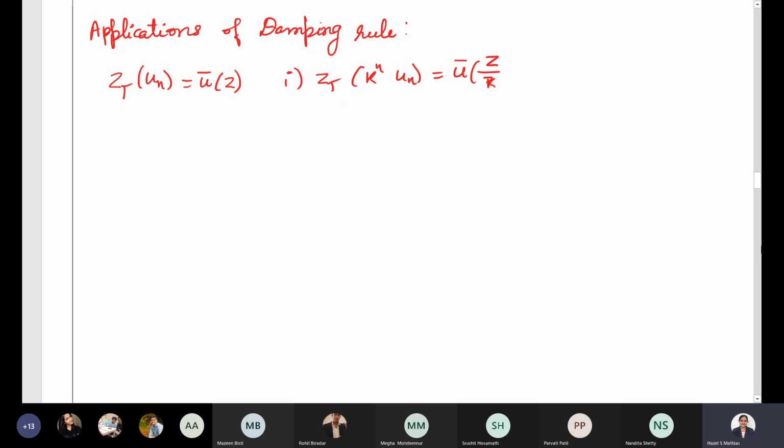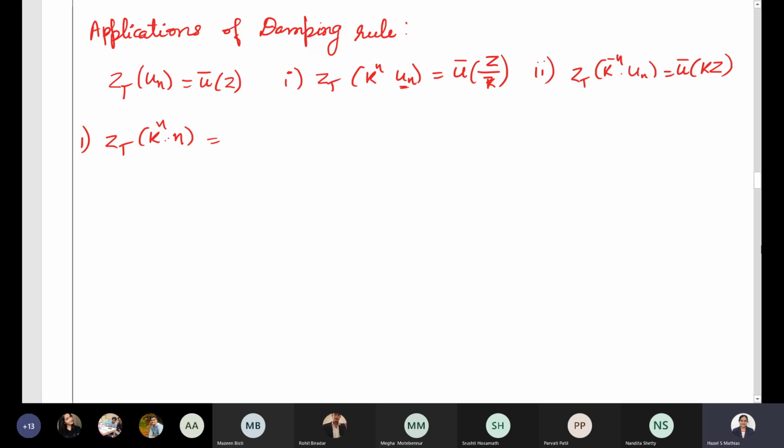Z transform of k power minus n into un is u bar of k into z. Okay, this is by the damping rule. Now, an application of the damping rule: here we have Z transform of k power n into n. What will be the Z transform of k power n into n, where un is n over here?